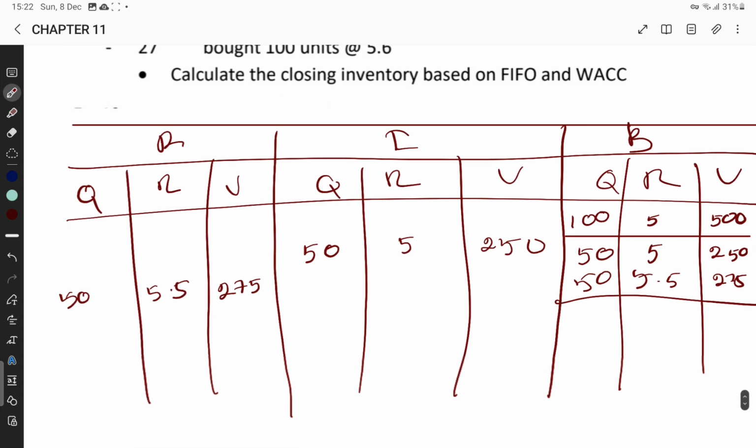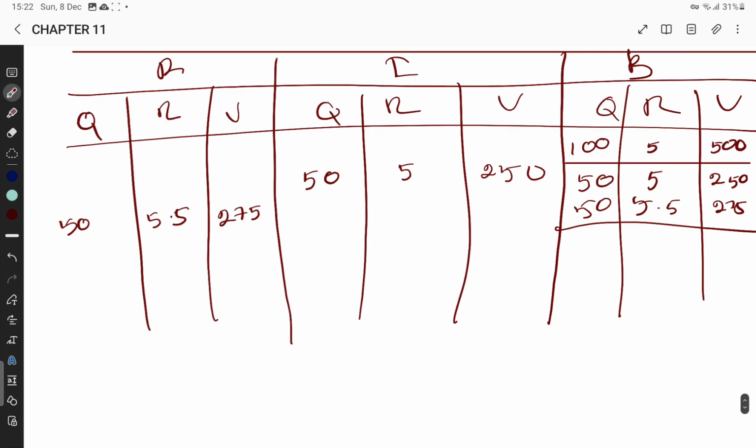Then I have issued 60 units. Now, which came in first? The lot of 50 units at the rate of 5 came in first. So I will first issue that 50 units at the rate of 5. Then I have to issue 60 units, so another 10 I have to issue. That 10 I will issue from the second lot at the rate of 5.5.